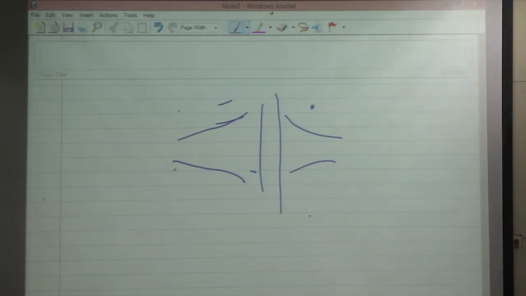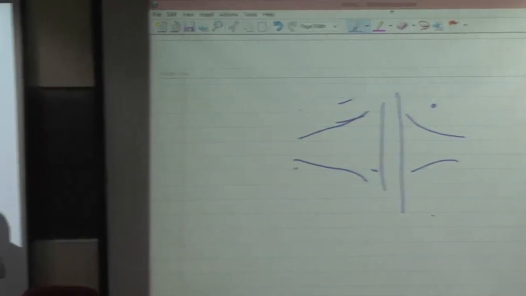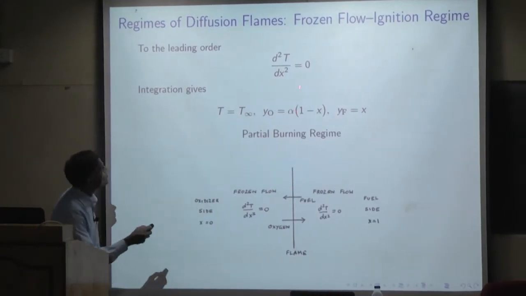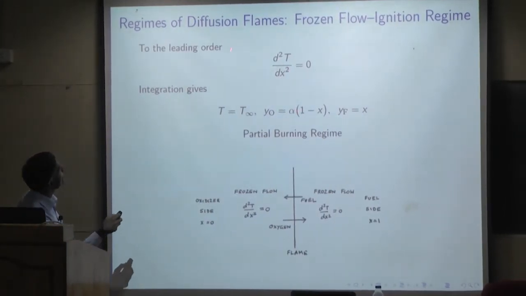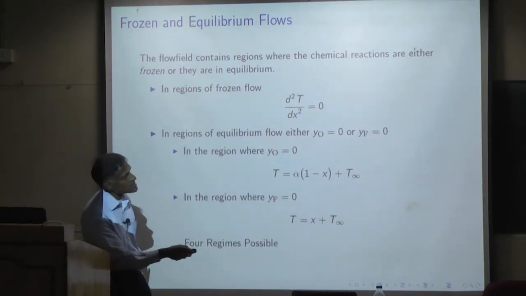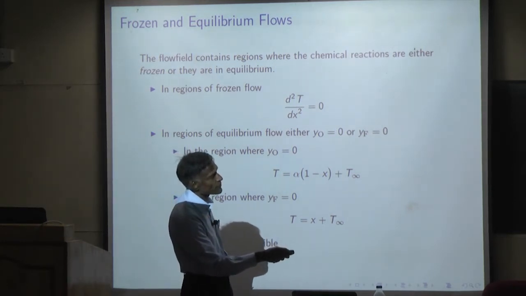So the idea is that the flow can be frozen. So I'm going to look at different combinations. Let's say, for example, one part of this flow is frozen.